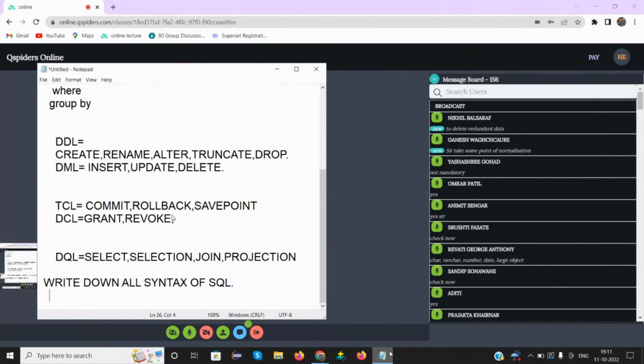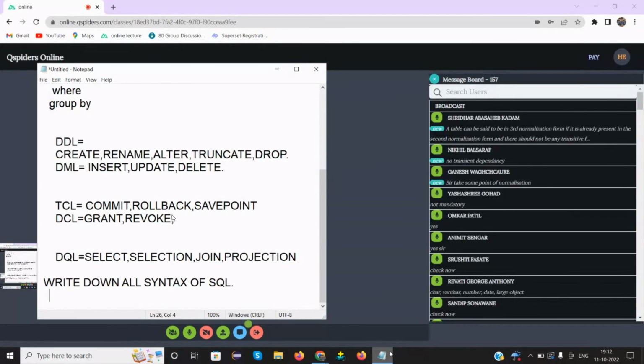And what is third normal form? If you achieve third normal form, that means you can achieve normalization perfectly, as I say. The table should already be in second normal form, and there should not be any transitive functional dependency. Correct, Sridhar.